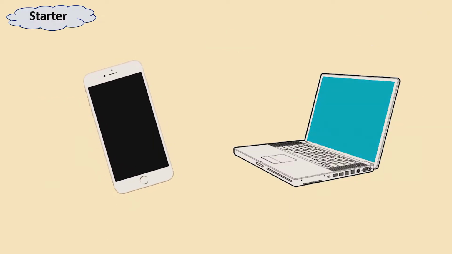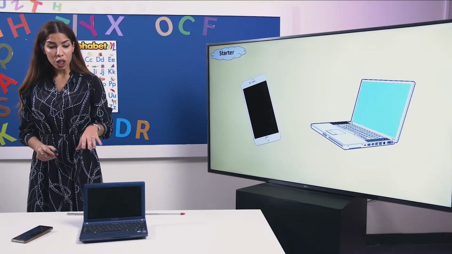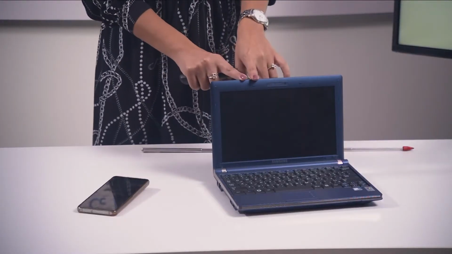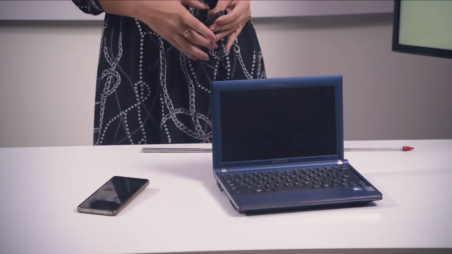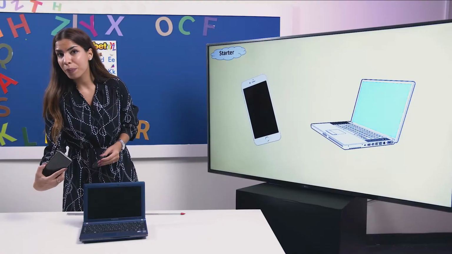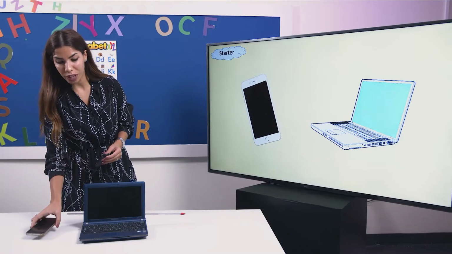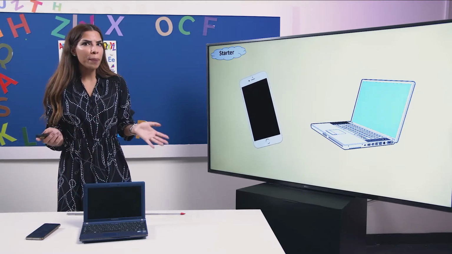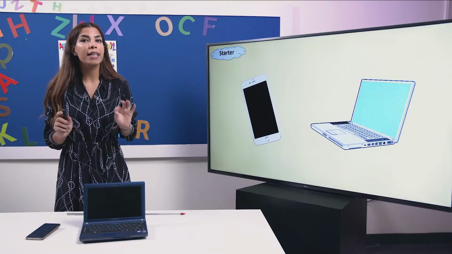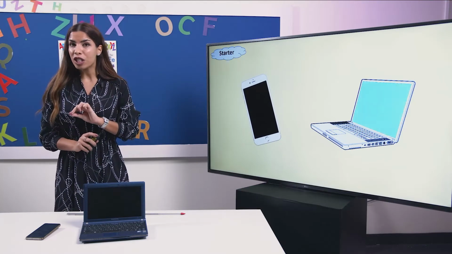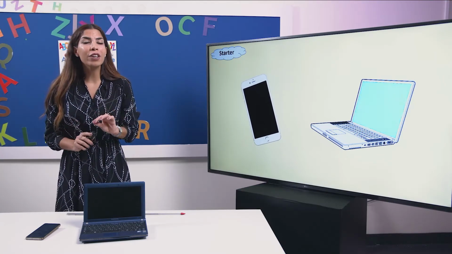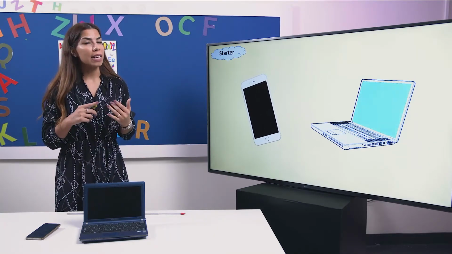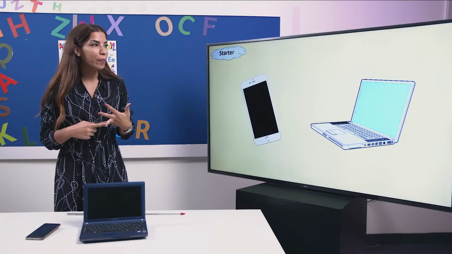Let's start. Look at this. Do you know what this is? Yes, this is a laptop. And what is this? A phone. Very good. Laptops, phones, iPads, all of these are technology. Technology makes everything easier in our life. We can use them to do tasks easier and faster.